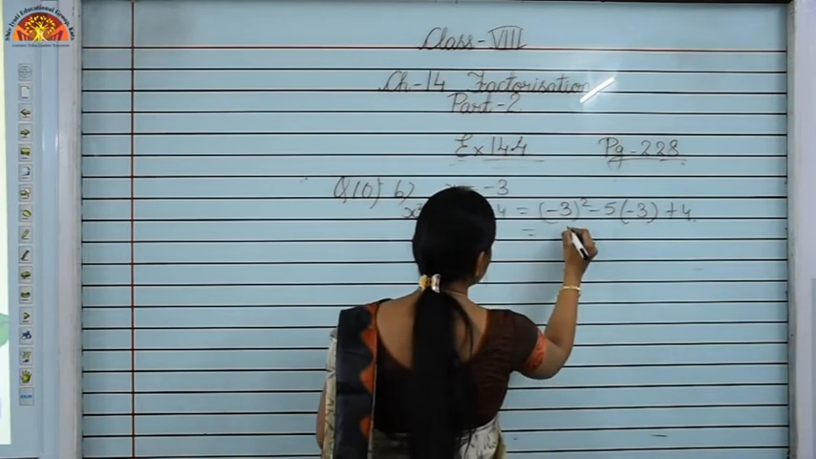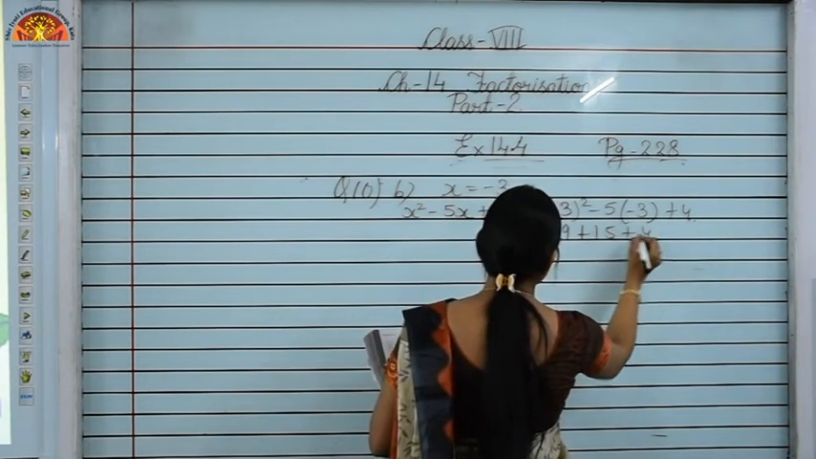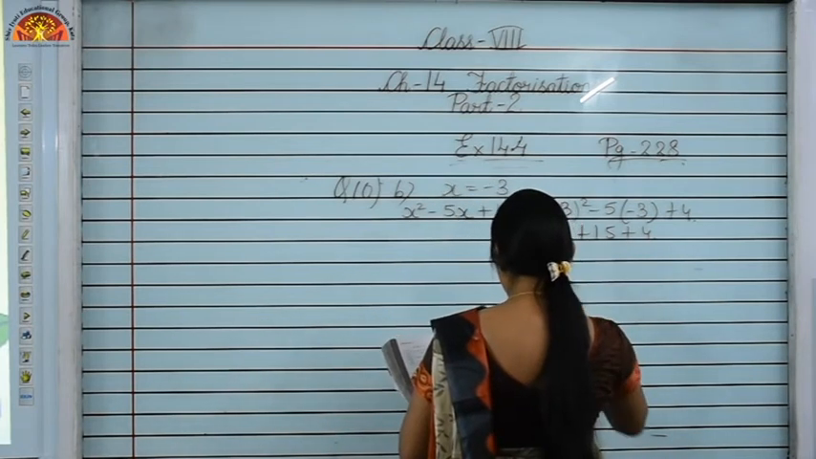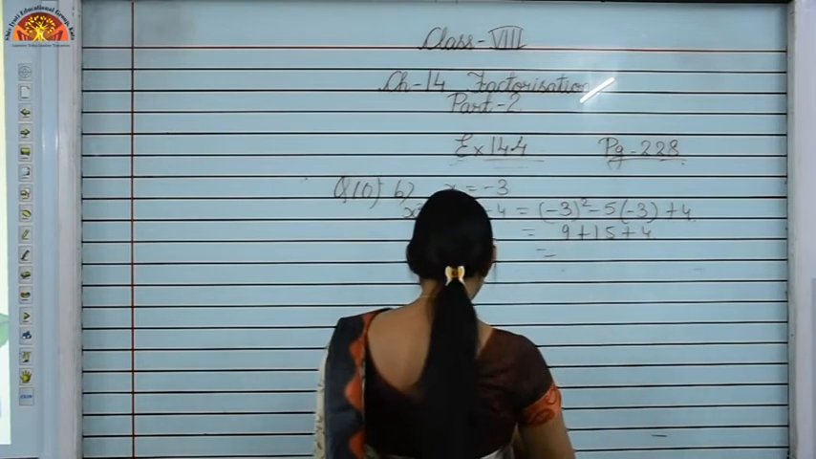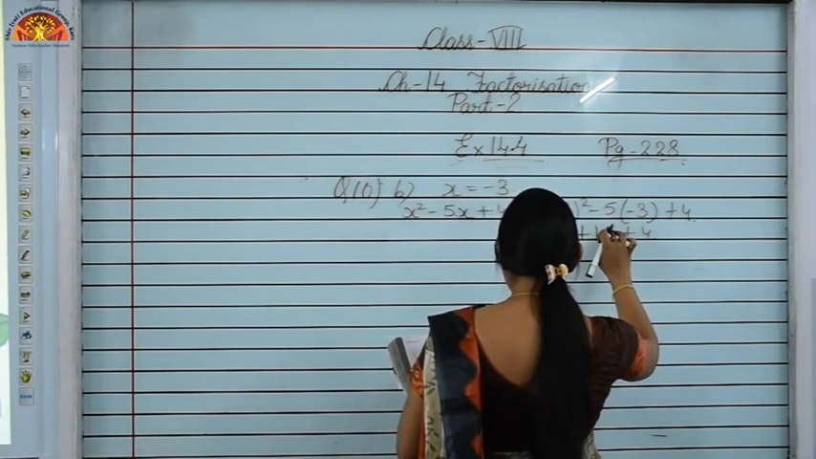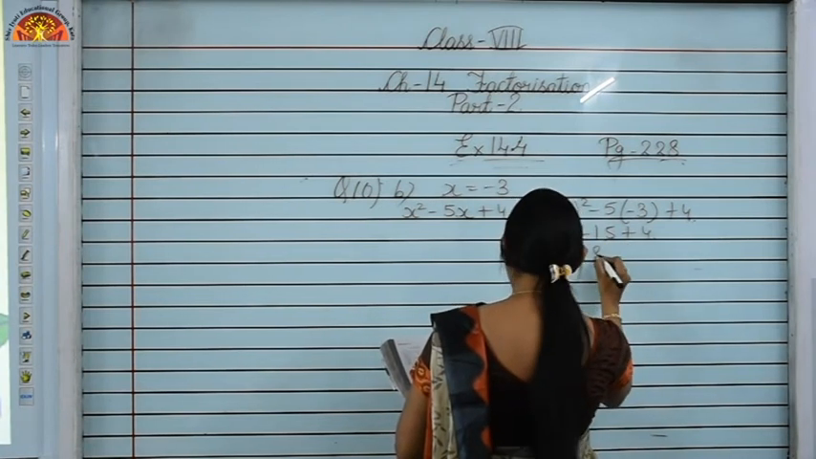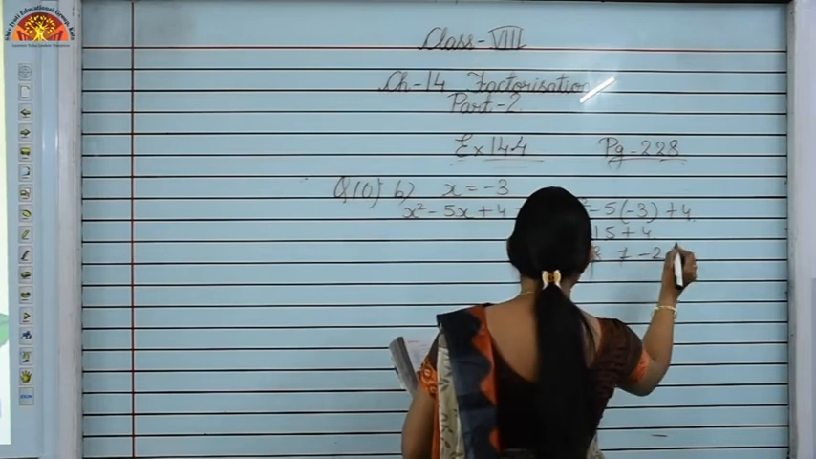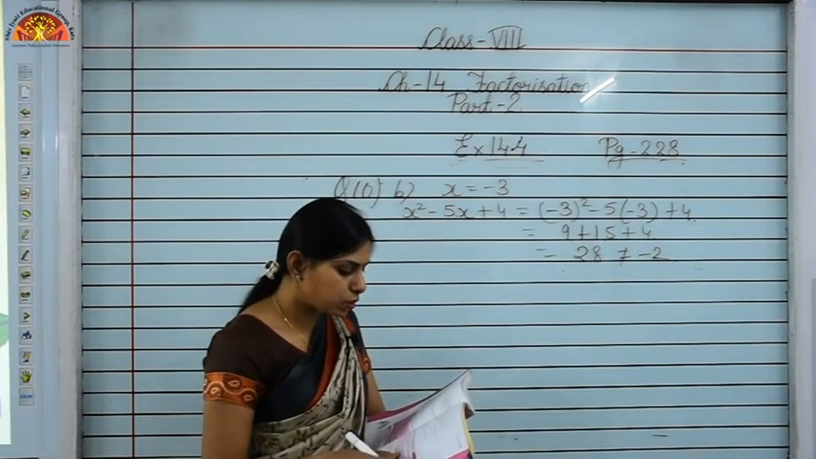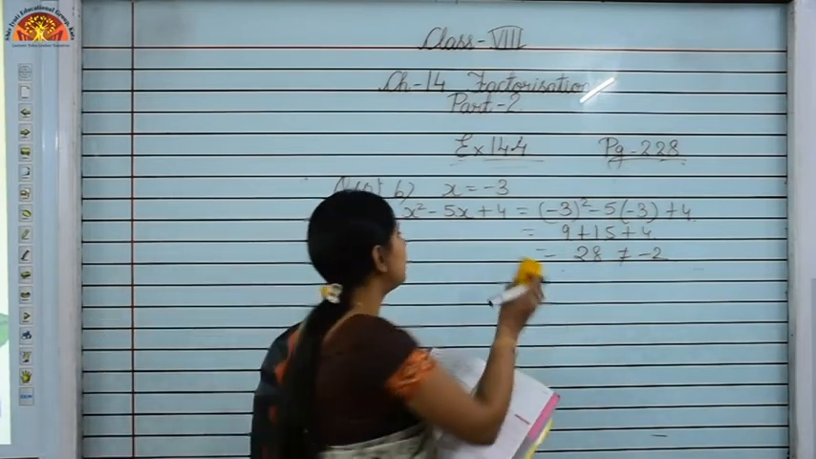So minus 3 into minus 3 will become 9, minus into minus is plus, 5 3s are 15, plus 4. So 15 plus 9 is 24 and 24 plus 4 is 28. Okay. So it is x square minus 5x plus 4, that is (minus 3) whole square, minus 5 into minus 3 and plus 4. So it will become 15 plus 9, 24 plus 4 is 28, which is not equal to minus 2. Got it? Again, left hand side is not equal to right hand side. Now just see children, it's question number 11. Now we'll solve question number 11.